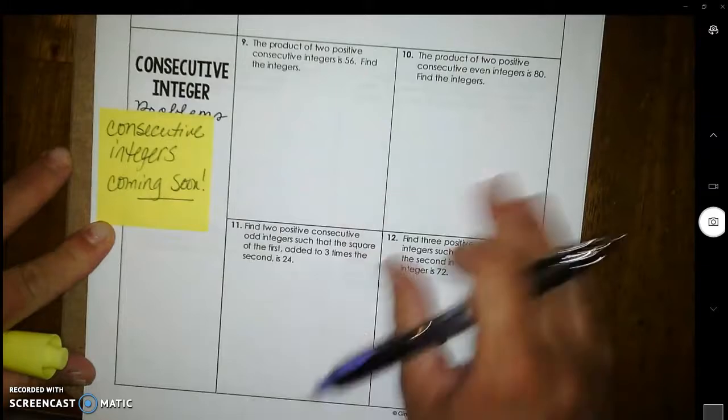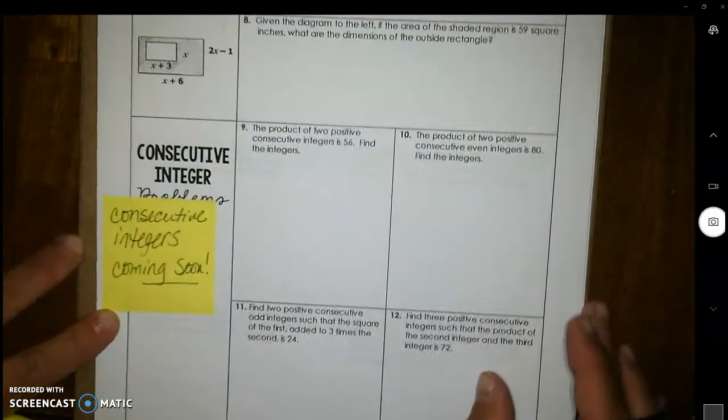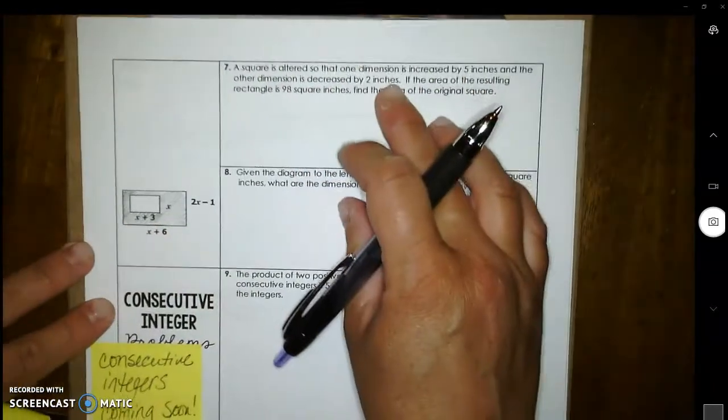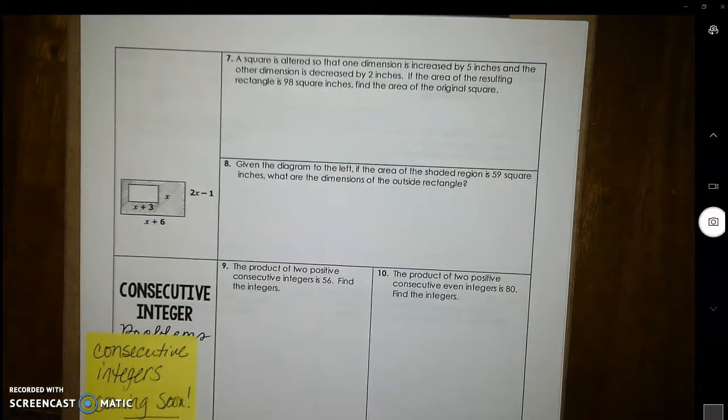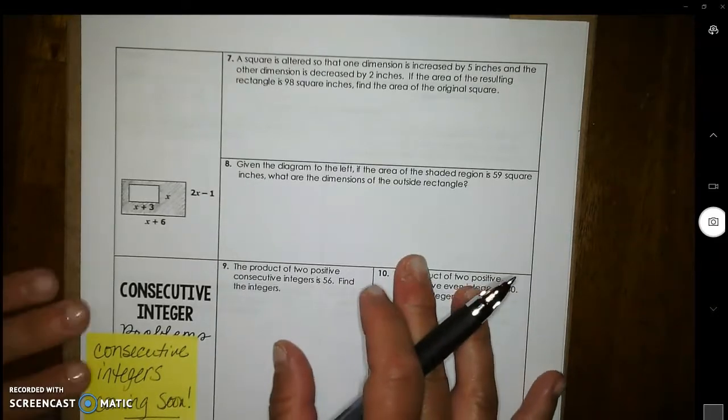So while this is here, consecutive integers is coming up next. So don't worry about numbers 9, 10, 11, and 12. We're going to go do numbers 7 and 8, and you're going to practice some area problems today. Okay, the consecutive integer problems are for another day. All right, so here we go.